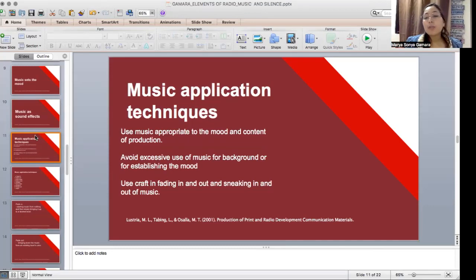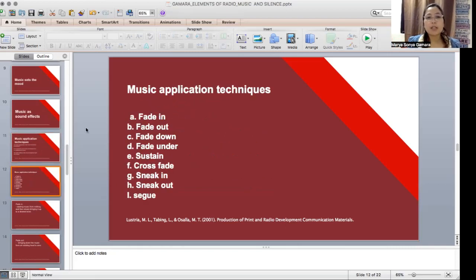So for the music application techniques, what we need to remember is we use music appropriate to the mood and content of the production. It also reminds us to avoid excessive use of music for background or for establishing the mood. Use also craft in fading in and fading out and sneaking in and sneaking out of music. To elaborate on this, I will just share what these techniques are.